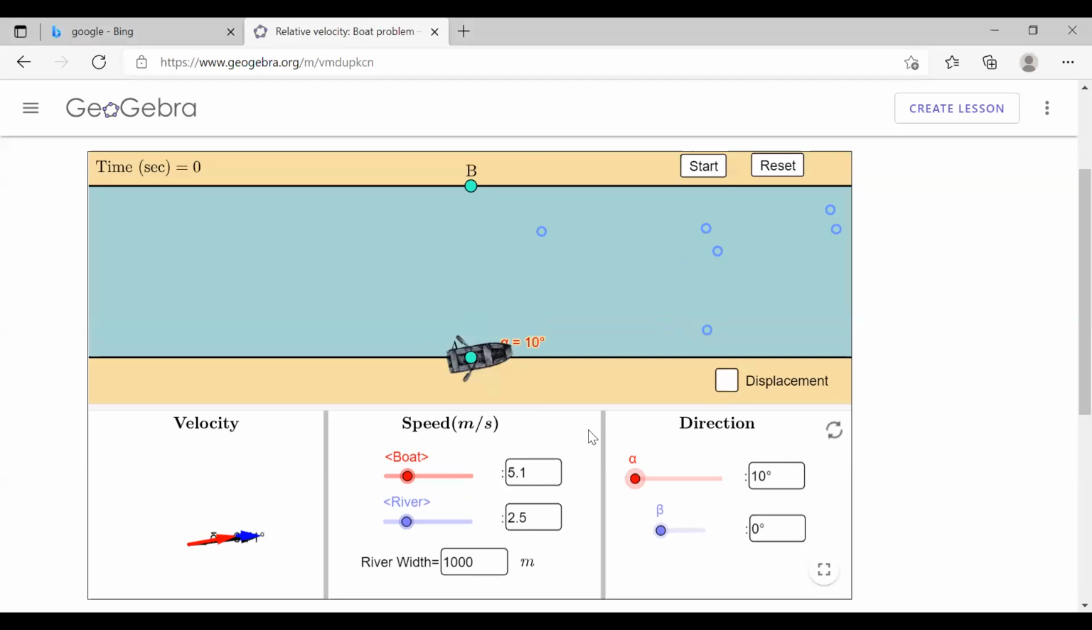See here, this is the zero velocity. Now when the boat is not moving, when the boat's velocity is zero, the river velocity is this one. Suppose let's say 5. This is called the velocity of river with respect to ground. Are you able to understand? So now this river velocity is this much. Now the boat is moving, suppose let us say 2.5 meters per second. In the direction we can enter the value 0 degrees.